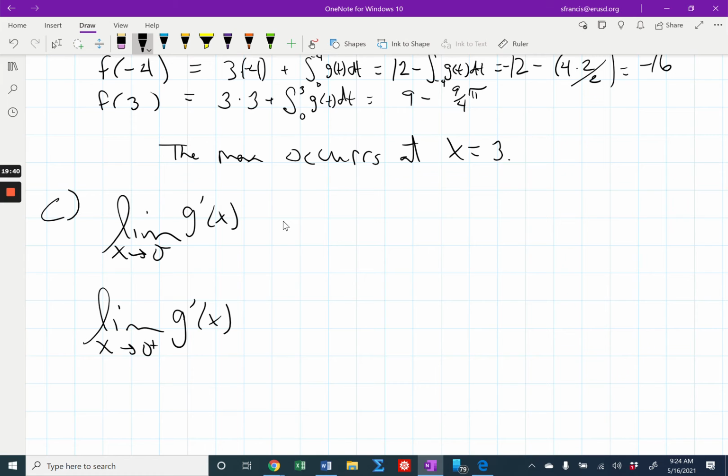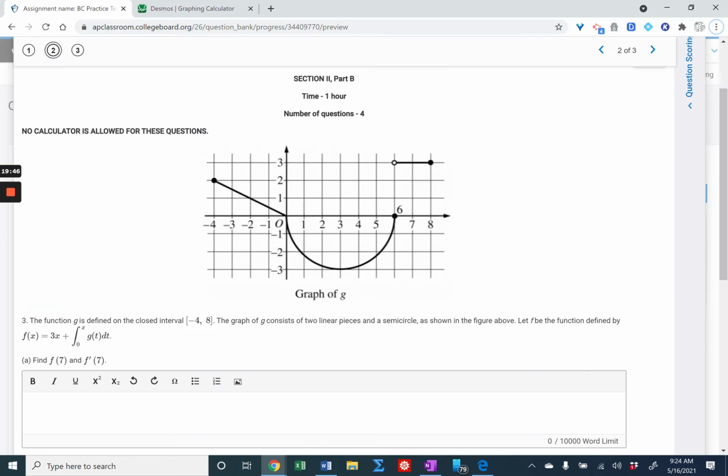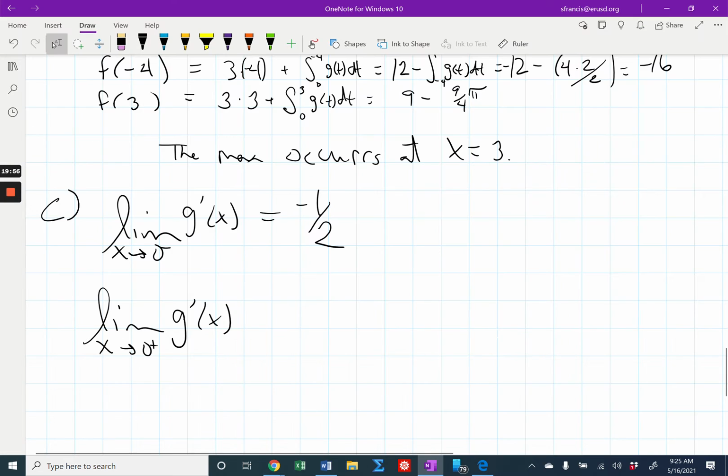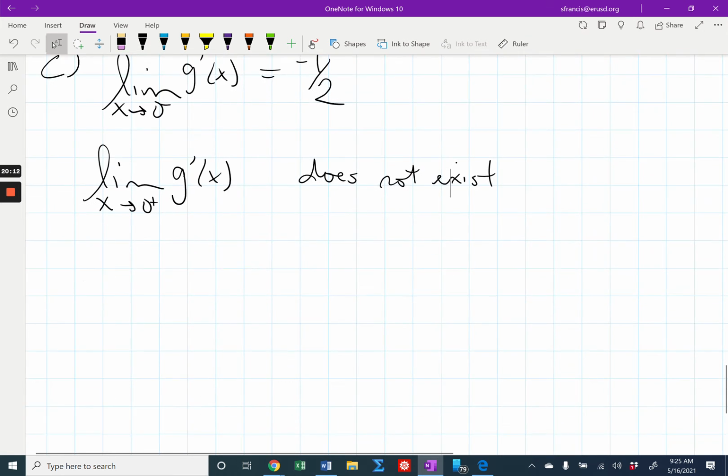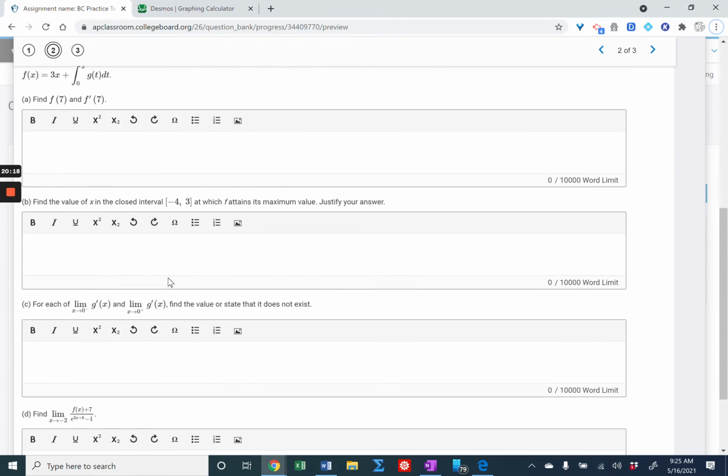It's -1/2. A lot of you put positive 1/2, and others did some other silly things. From the right, it's going to be the slope of the circle at this point here, but the circle at its endpoints has a vertical tangent line, the semicircle there. And so this is not going to exist because the tangent line goes vertical. Vertical lines don't have a slope. So those are 1 point each, and it was easier than I thought. Some of you made it by the work that you did or what you said.